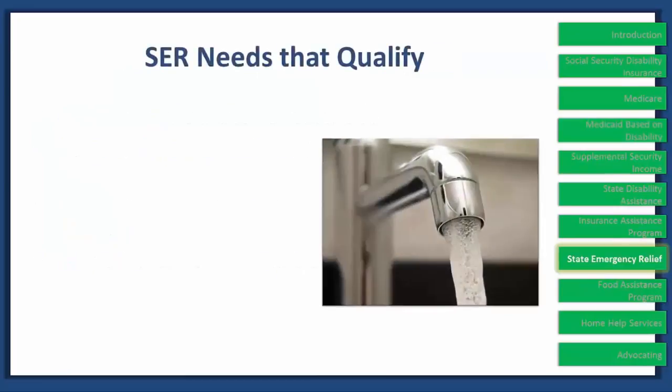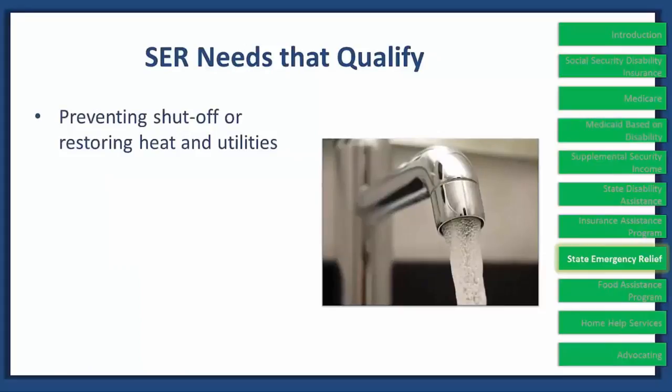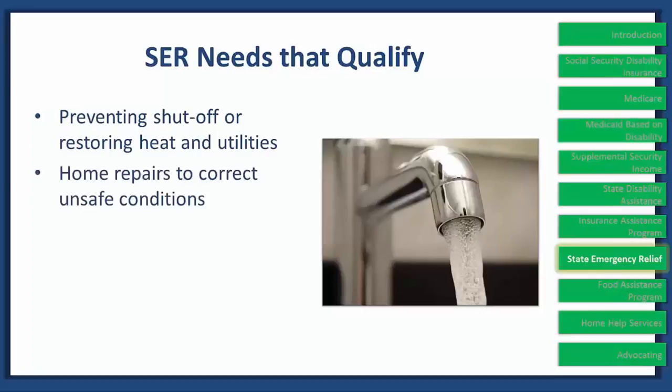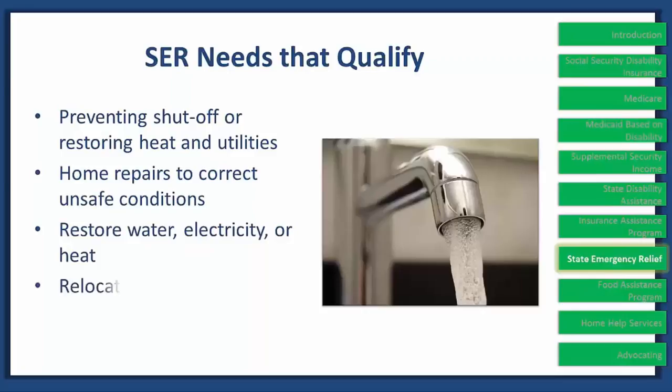Needs that qualify for help from SER include preventing shutoff or restoring heat and utilities, home repairs to correct unsafe conditions or restore water, electricity, or heat, relocation assistance such as preventing eviction, and burial or cremation costs.